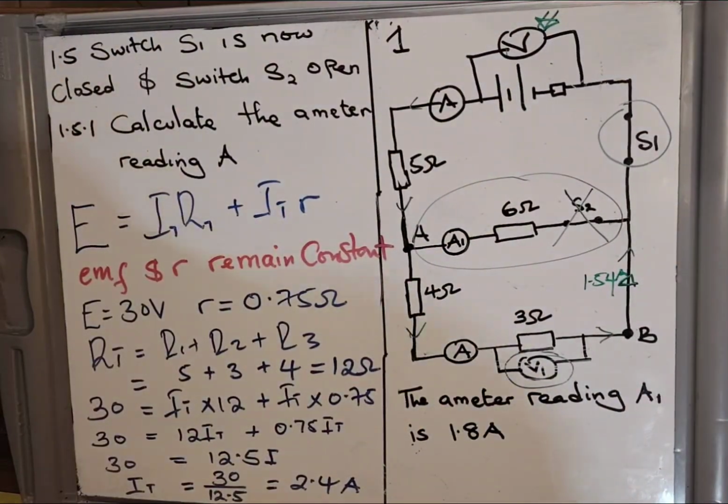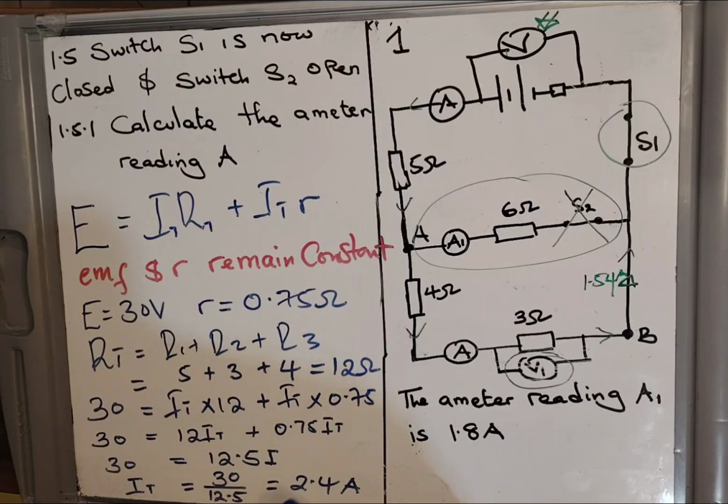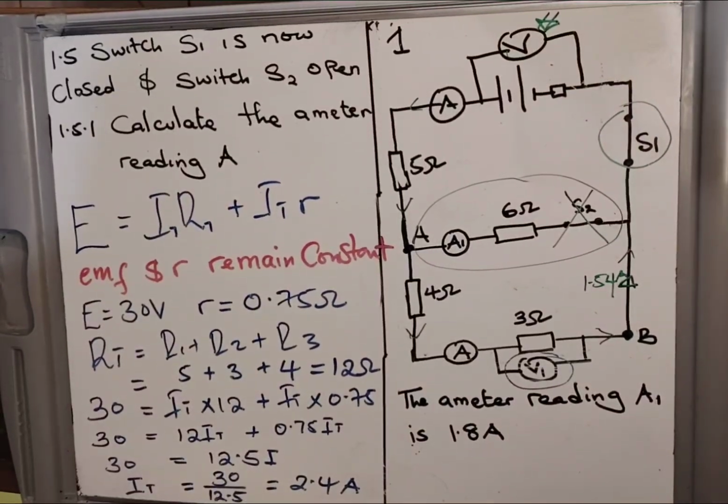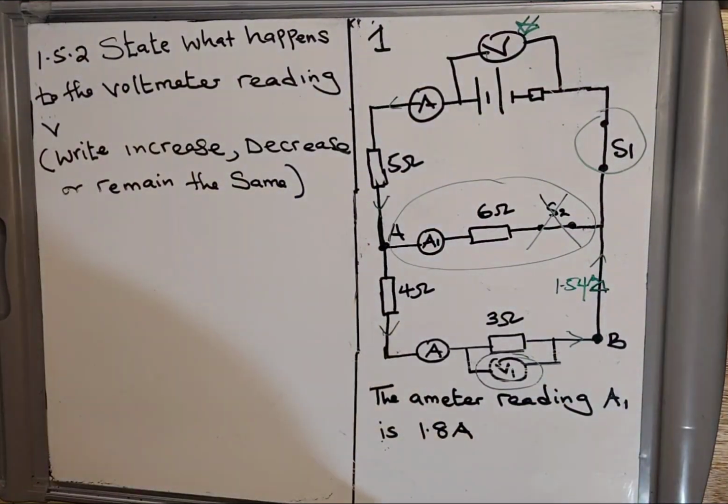So after use of our calculator, we have just found out that I total for this case, when S2 is open, is 2.4 ampere. Then comes the next question, under the same vein, when the switch S2 is open. The question says, state what happens to the voltmeter reading V.